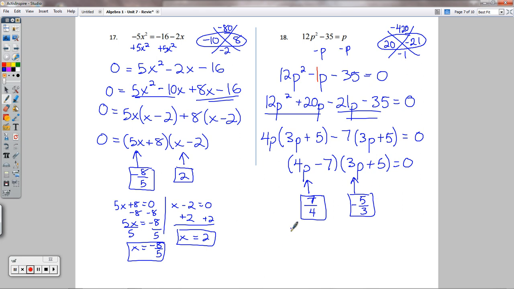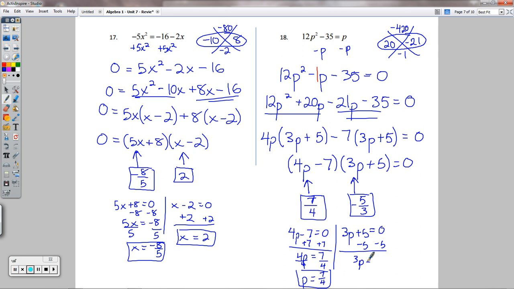And again, if it helps you to write it out, please do not hesitate to do that. So you could say 4p minus 7 equals 0, solve that for p. 3p plus 5 equals 0, solve that for p. So add 7, and then divide by 4. So same answer, with or without the shortcut. Subtract 5 here, and divide by 3. P would equal negative 5/3.